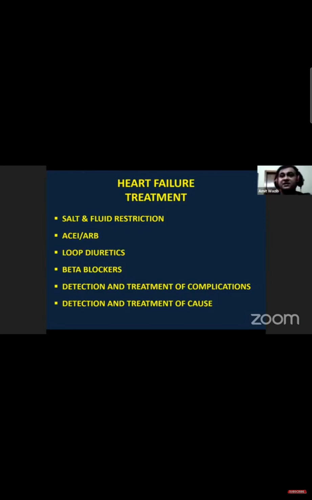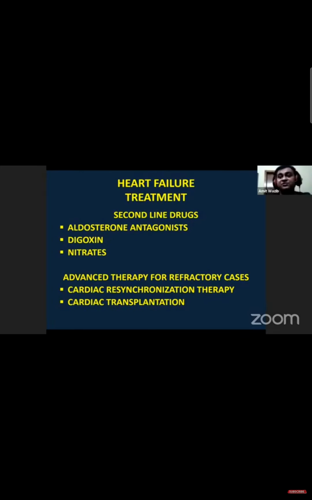And finally, the identification of the cause of the heart failure and treatment of the cause if possible. Suppose this is a case of heart failure due to hypertension, then hypertension should be treated. If this is a case of heart failure due to acute myocardial infarction, then the patient should be treated in the coronary care unit for acute myocardial infarction, just like this. If this is the case of heart failure due to valvular heart disease, then proper treatment, valve replacement or valve repair should be done.